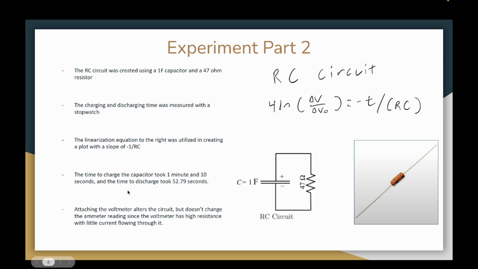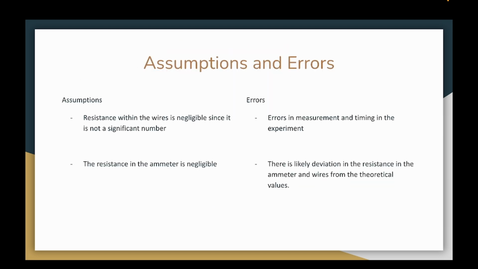The time to charge the capacitor took 1 minute and 10 seconds, and the time to discharge the capacitor took 52.79 seconds. And both were measured using a stopwatch. Attaching the voltmeter alters the circuit, but does not change the ammeter reading since the voltmeter has high resistance with little current flowing through it.